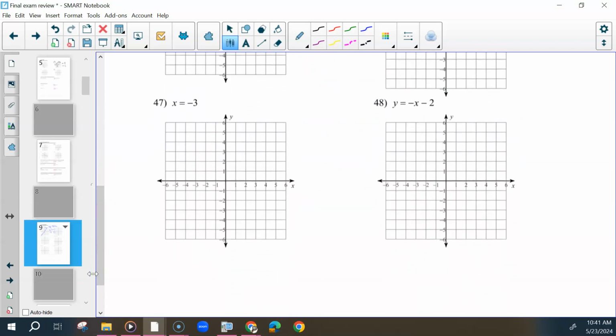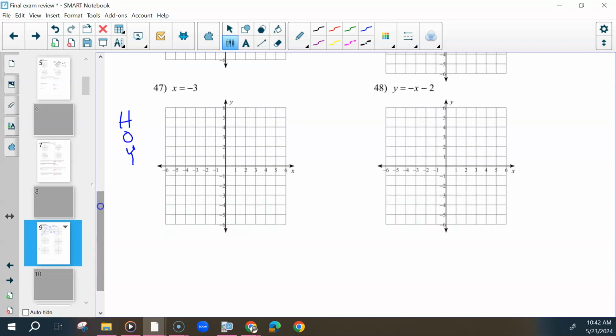In 47, this is a whole lot of space. I'll rewrite what that means after lunch. But this is an x equals, that's going to be a vertical line when x is negative 3. You would draw a vertical line at negative 3. I'm just writing what you wrote.